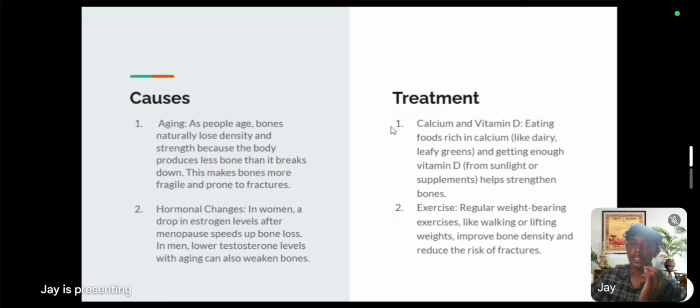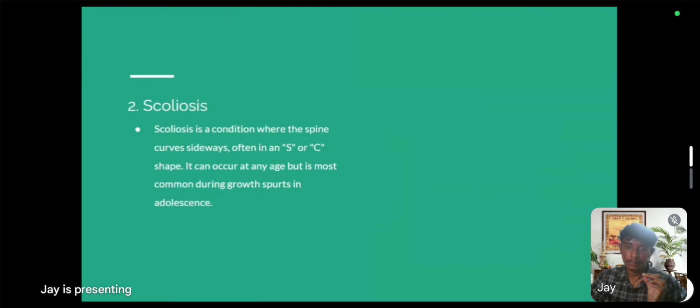Next is the treatment. Let's look at how we can treat osteoporosis. We have to consume calcium and vitamin D rich foods such as dairy and leafy greens, and getting enough vitamin D from sunlight or supplements helps strengthen our bones. Next is exercise. Regular weight-bearing exercises like walking or lifting weights improve our bone density and reduce the risk of fractures. That is all for osteoporosis.